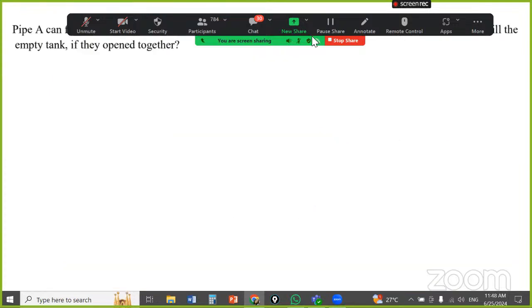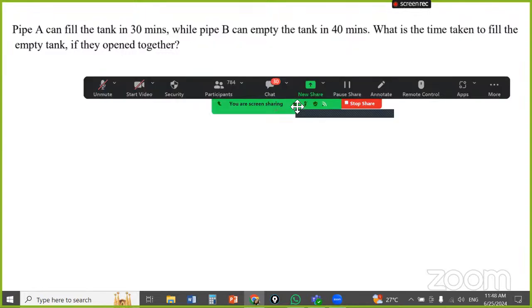So we have some questions here that has to be solved. We'll do one by one. Pipe A can fill the tank in 30 minutes and pipe B can empty the tank in 40 minutes. What is the time taken to fill the empty tank if they are open together? I think you can try this question easily.